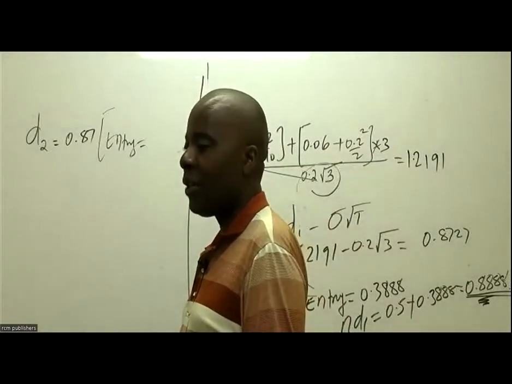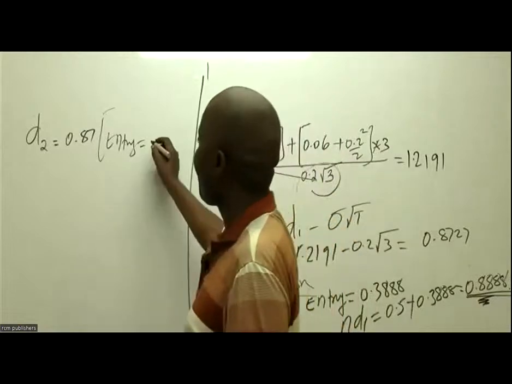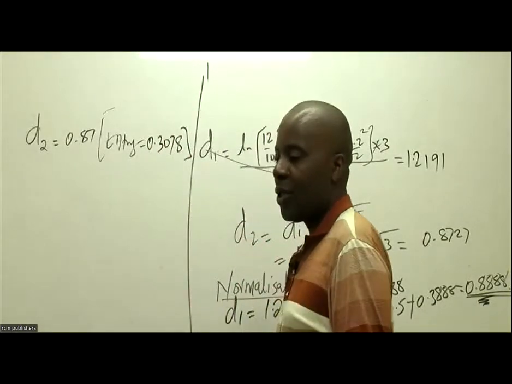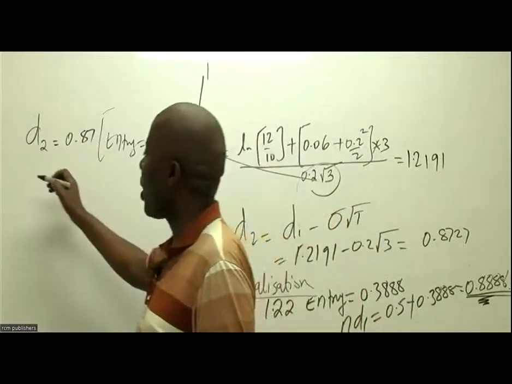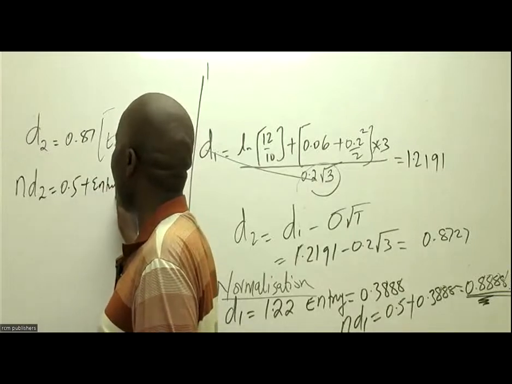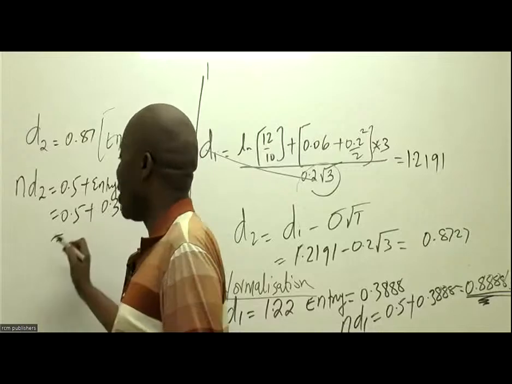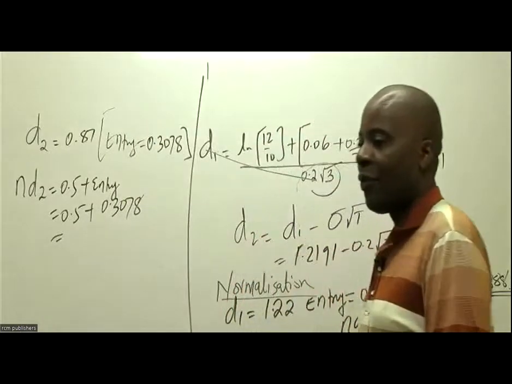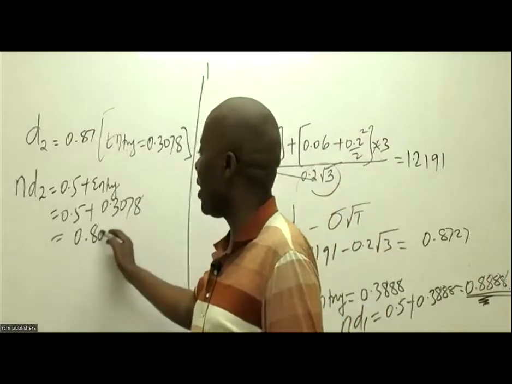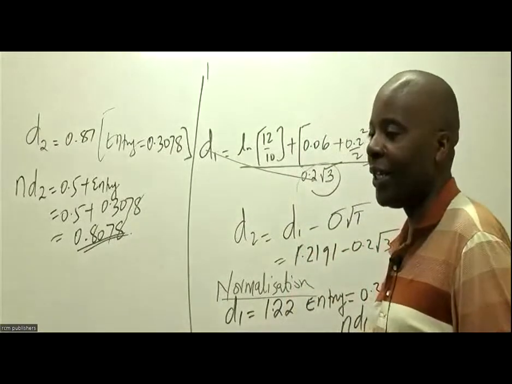Entry of 0.87 is equal to 0.3078. That is the entry. Then now I need to come and normalize, so this will be ND2. It will be 0.5 plus this entry, remember. So 0.5 plus 0.3078 gives 0.8078. So now that I've been able to get ND1 and ND2, I know the next thing is the value of the call.